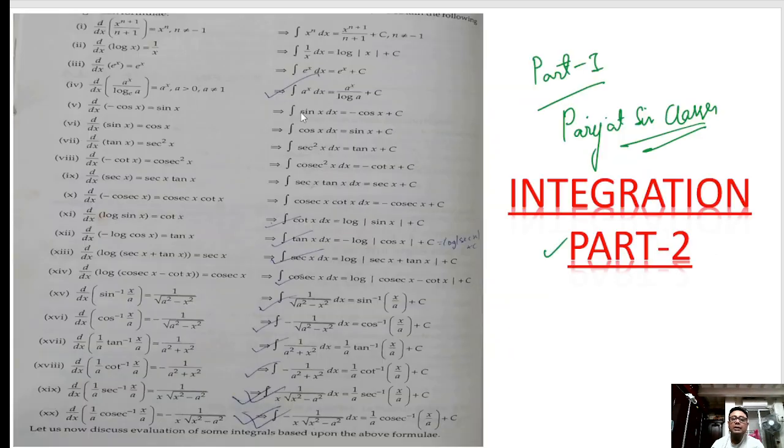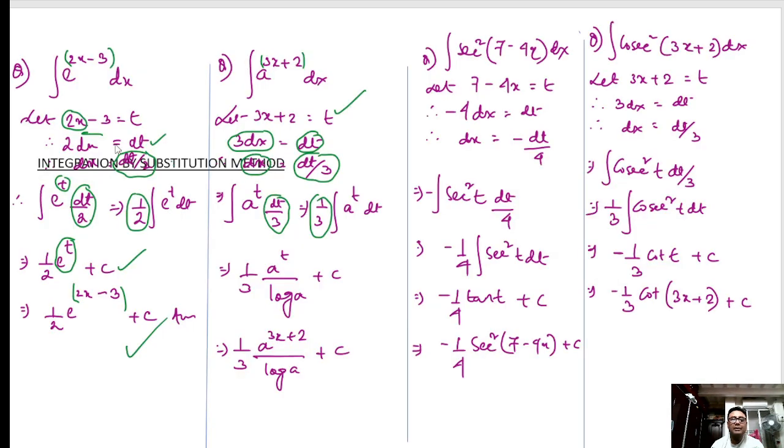Please watch, this is the formula: integration of a to the power x is a to the power x by log a. Using it here, a to the power t will be a to the power t by log a. Now replace the value of t, which is 3x plus 2, and that is your answer. Clear? Next, see the sum.